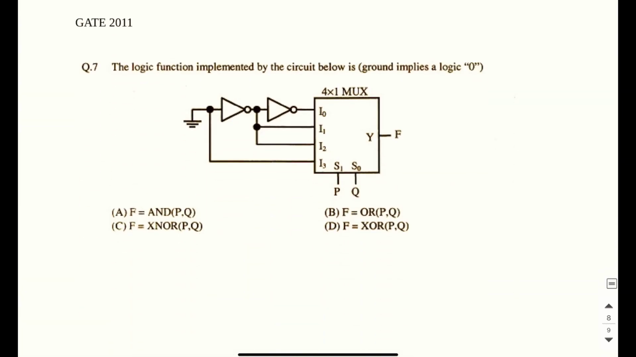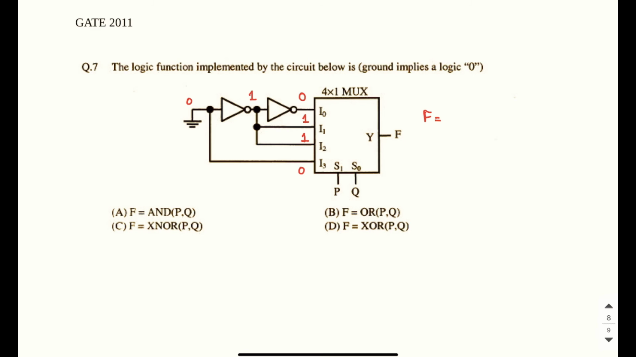Let's move to the next question. We are given a logical function and we have to implement the output. So you can see clearly that this is 0 and it becomes inverted, so it becomes 1. Again inverted becomes 0. So we can interpret what inputs we are getting at each of the inputs of the multiplexer. This is what you are getting. And now you can quickly find out the answer.